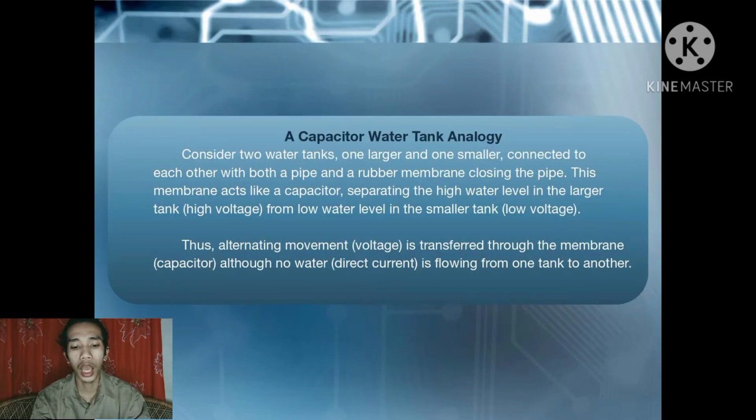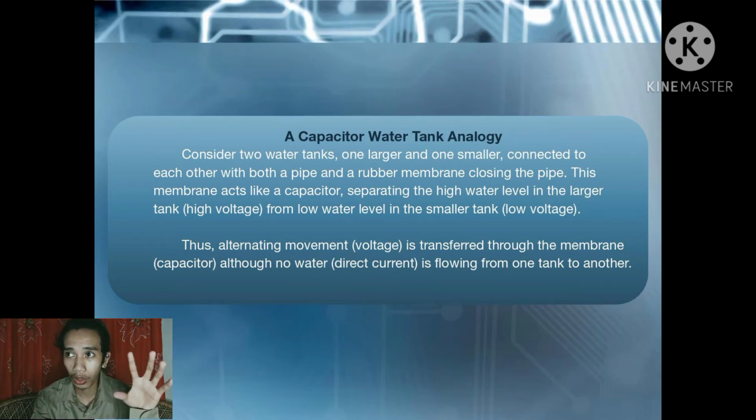Next is a capacitor water tank analogy. This might be weird to hear, a capacitor and a water tank. How does a capacitor connect to a water tank? Here it will be discussed. Consider two water tanks, one larger and one smaller, connected to each other with both a pipe and a membrane closing the pipe.